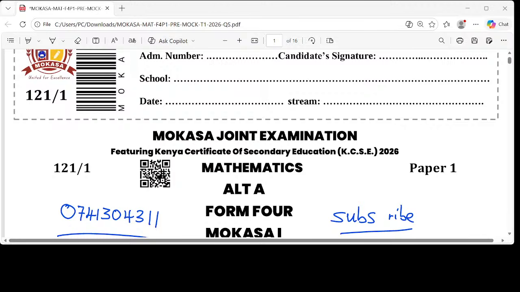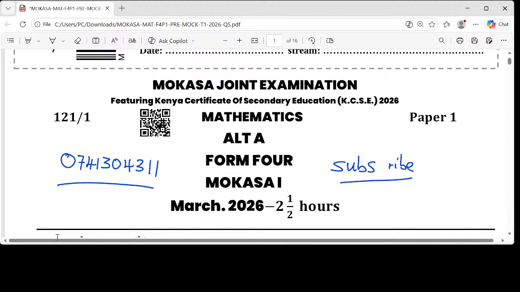Thank you for joining this lesson. Welcome all. We are going to discuss the MOKASA Joint Examination, where we are going to put our focus on section 1 of this mathematics paper.